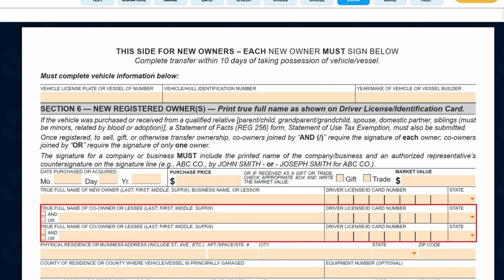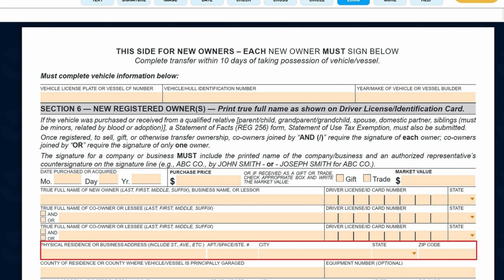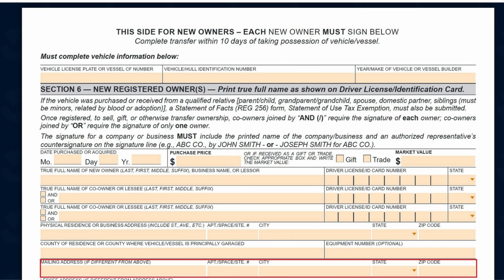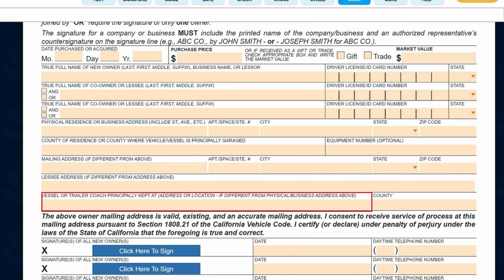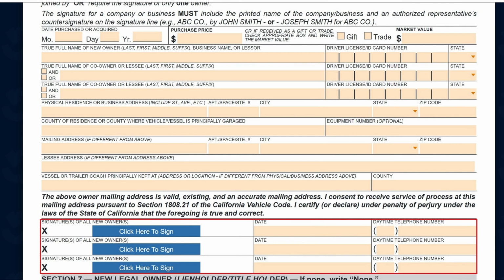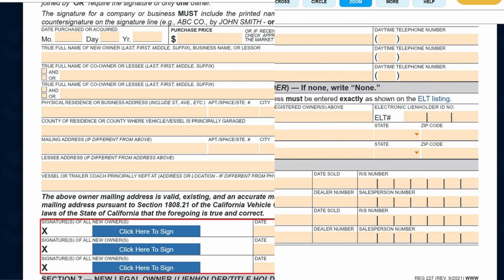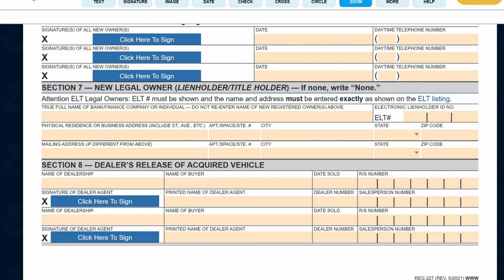Next, provide the physical or business address, followed by the county of residence, or the county where the vehicle or vessel is principally garaged. Also provide an equipment number if there are any. Then, please indicate a mailing address, lessee address, or the location where the vessel or trailer coach is principally kept at, if different from the one indicated above. Afterwards, all owners must sign on the spaces provided, then enter the date when this was signed, and provide a daytime telephone number.